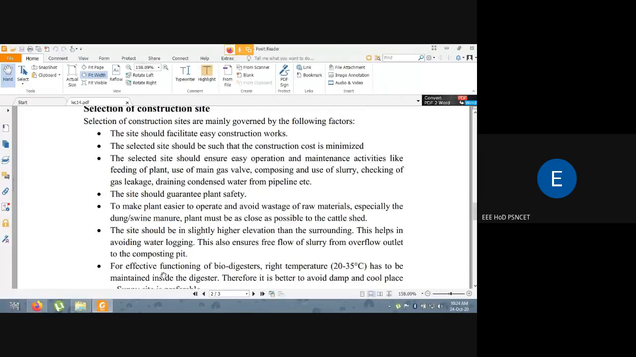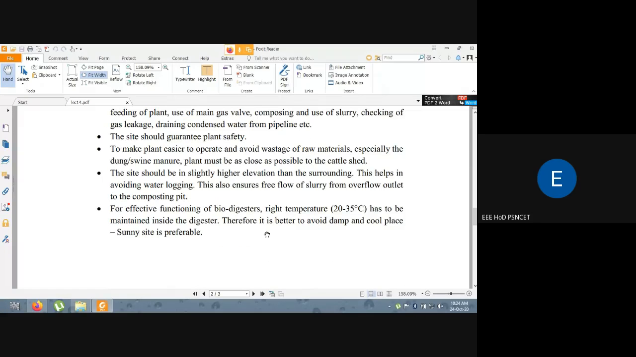Okay. Then, for effective function of the biodigester, temperature should be maintained properly. We have discussed earlier, it should be within the range of 20 to 35 degrees Celsius, or it may be up to 50 degrees Celsius. Okay, so normal temperature is about 30 to 35. So we need to maintain temperature slightly more than that normal temperature. Okay, so 40 may be the correct thing. Therefore it is better to avoid damp and cool places. So sunny sides are always preferable. So the light and heat from the sun should strike the plant.